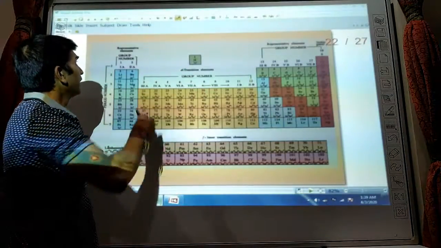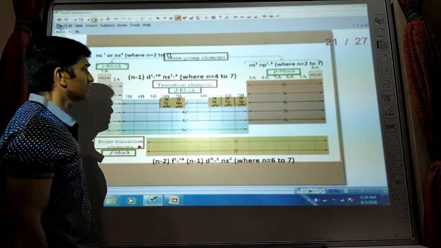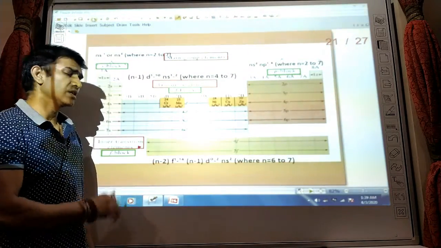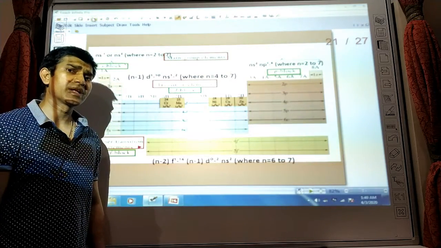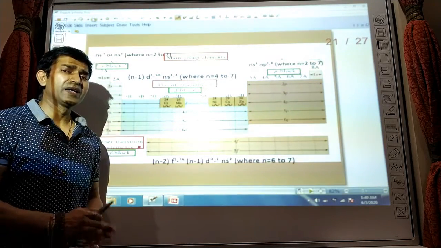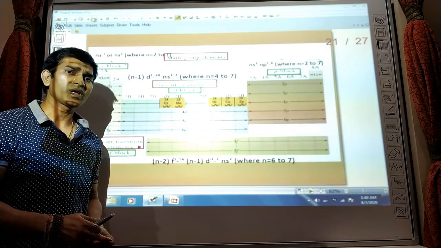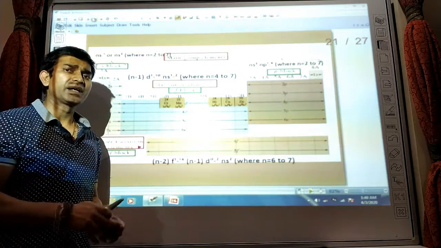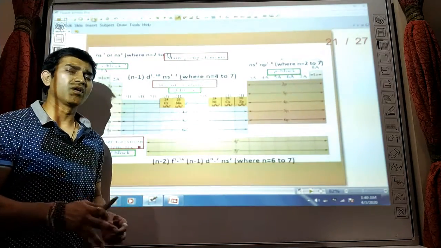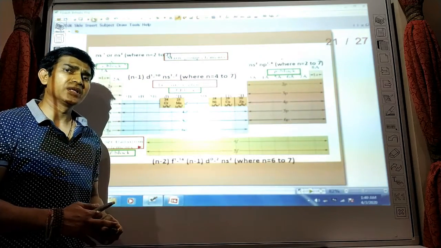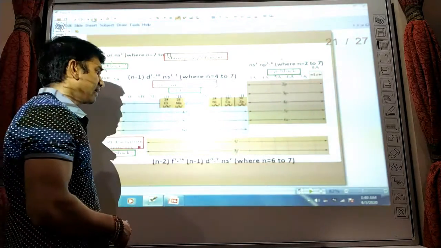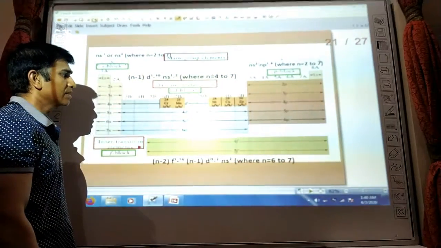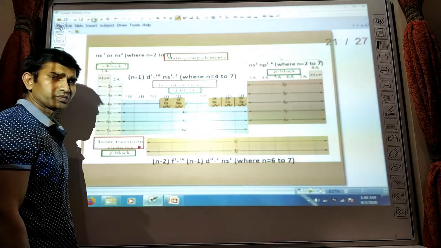Alright, so I have taken a blank periodic table in which I have mentioned the general electronic configuration. Electronic configuration is the systematic representation of electron arrangement in different shells and different orbitals, which gives us all the information about that atom, the electrons and their energies. The elements in this periodic table are divided into different blocks.